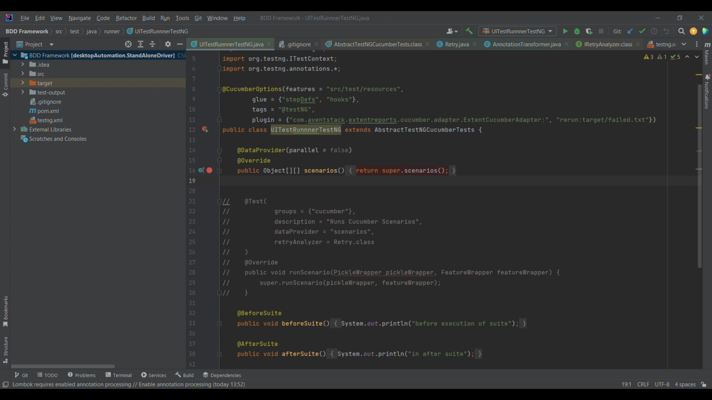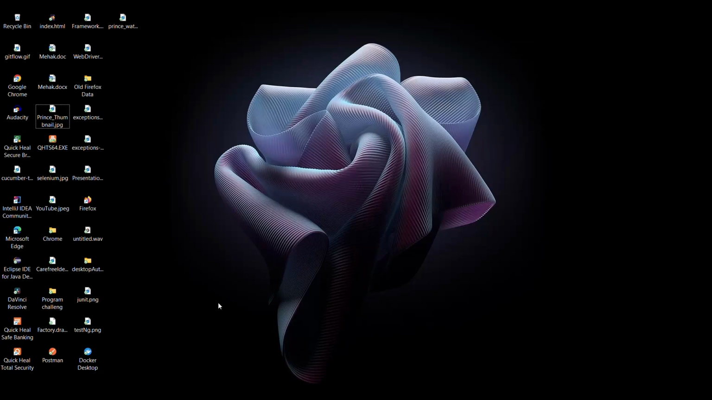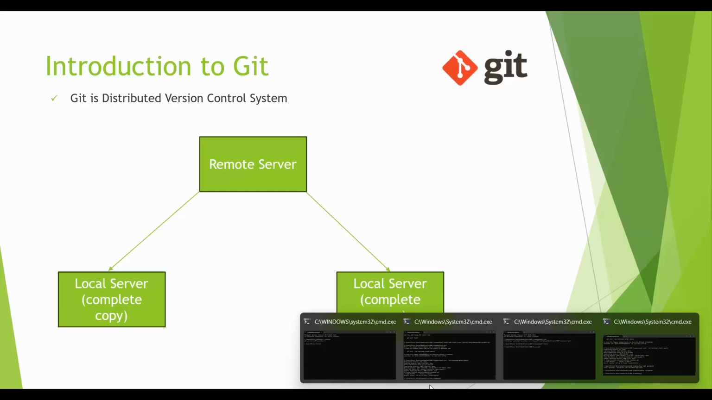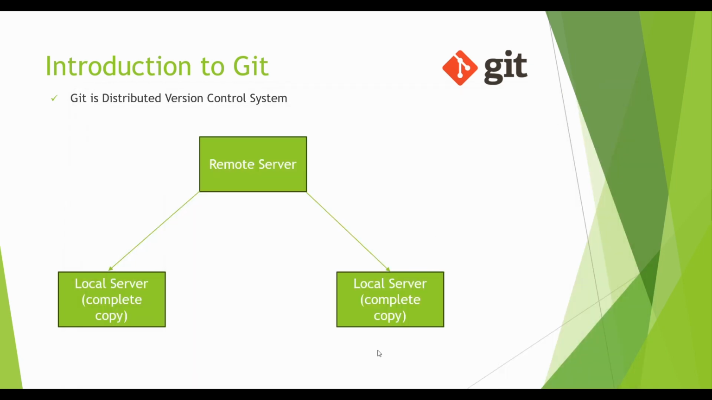So before we go there, in this case, remote server means GitHub that we are going to consider, but there can be GitLab, it can be Bitbucket, right? But we are going to cover GitHub, and the local server is nothing but our local copy, right? And in order to use Git, first of all, you need to install Git. In my system, it is already installed, git --version, and I'll be sharing the link for installation of Git in your system. So once you have Git, then you can use the Git commands.